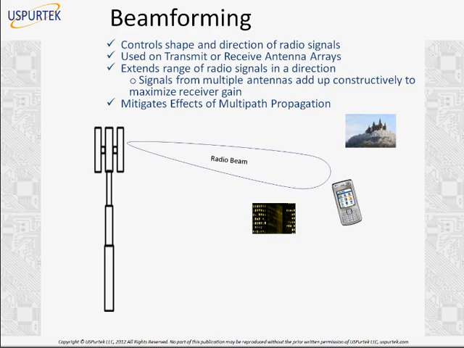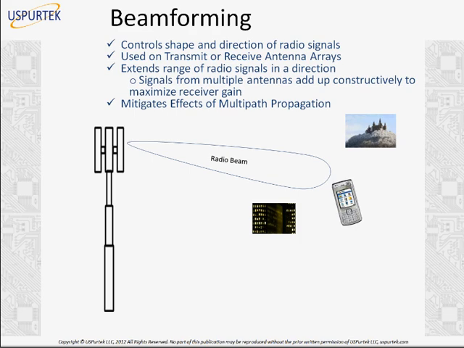So in beamforming, we control the shape and direction of the radio signals, in which direction we are transmitting them. So of course, if we have multiple antennas, then we can do this. Single antenna, we cannot steer the electrical beam, but with multiple antennas, we can steer our radio beam in wherever the users are. We can target our beam in that direction.